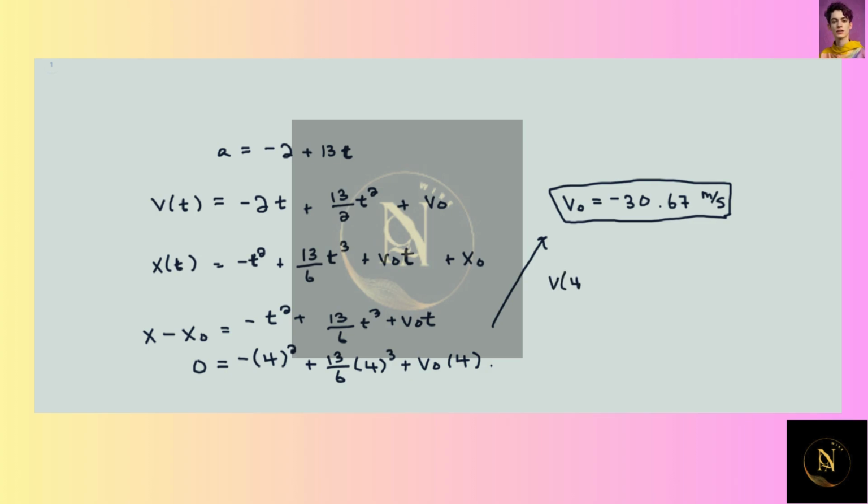So the velocity at 4 seconds, I'm just going to plug in 4 here. So I get -8 plus 13 over 2, 4 squared, minus 30.67, which is our v naught. Simplifying this down, I get 65.33 meters per second, which is the speed after 4 seconds have elapsed. And that's the final answer.